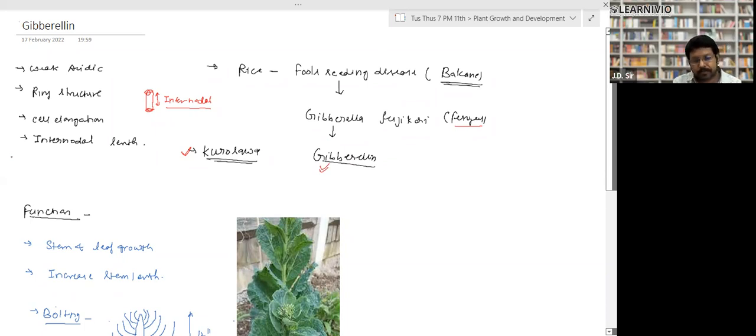So please note it down. Gibberellin was discovered by Kurosawa in Gibberella fujikuroi, which is responsible for Bakanae or foolish seedling disease.